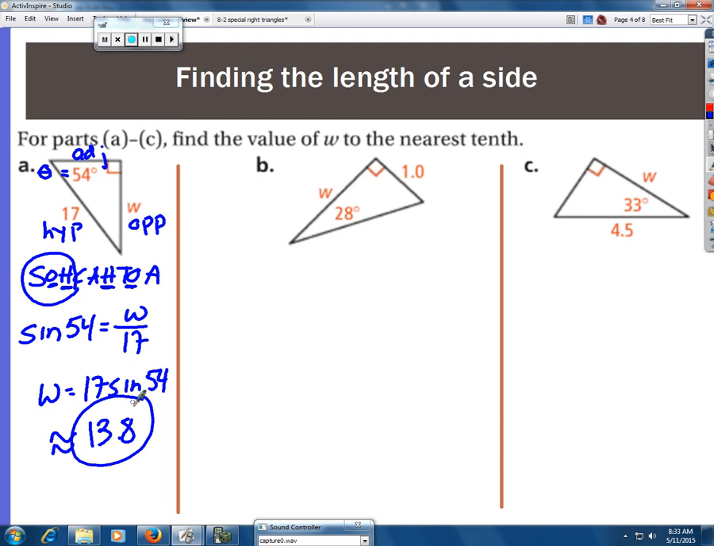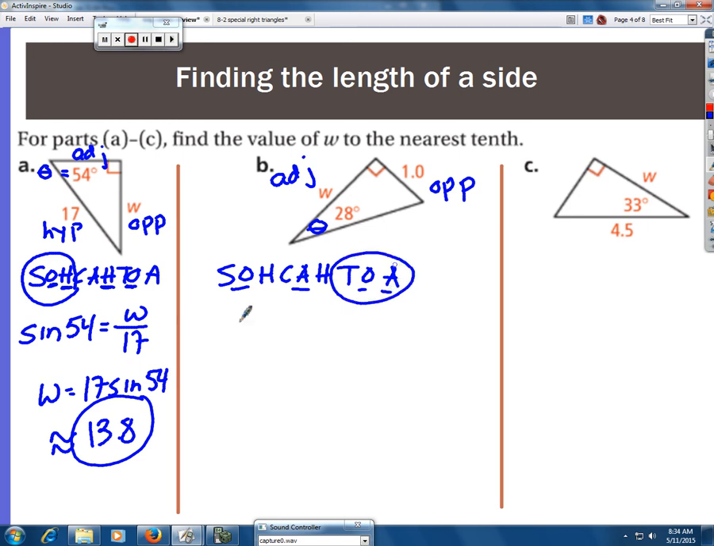The second one, we've got our theta right here. So this is opposite and this is adjacent, which tells me I'm going to be using tangent. The only one that has both of those in it is tangent. So I'll use tangent, and the angle is 28 degrees, is equal to opposite, which is 1, over adjacent, which is w.